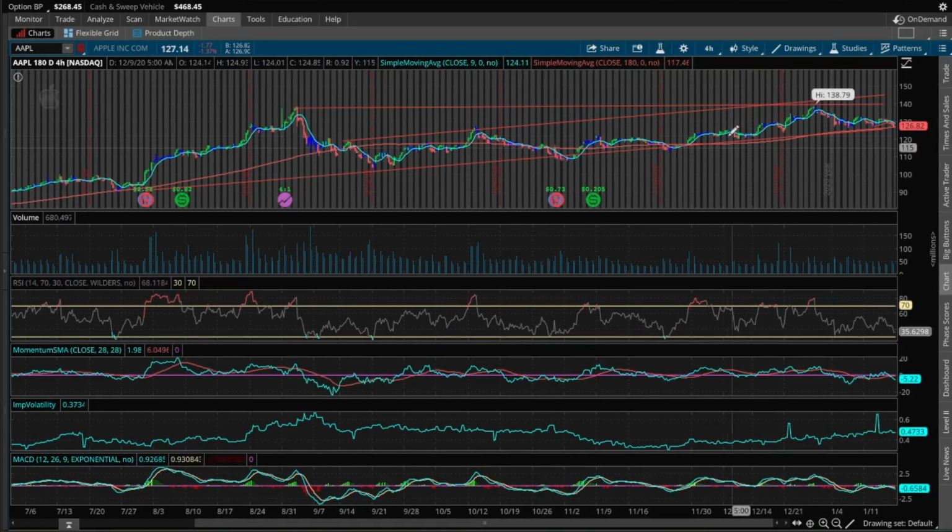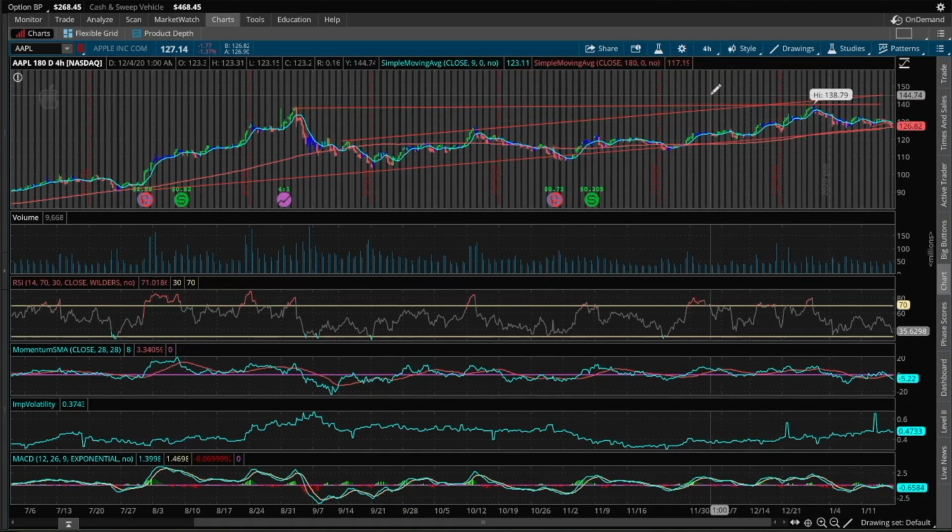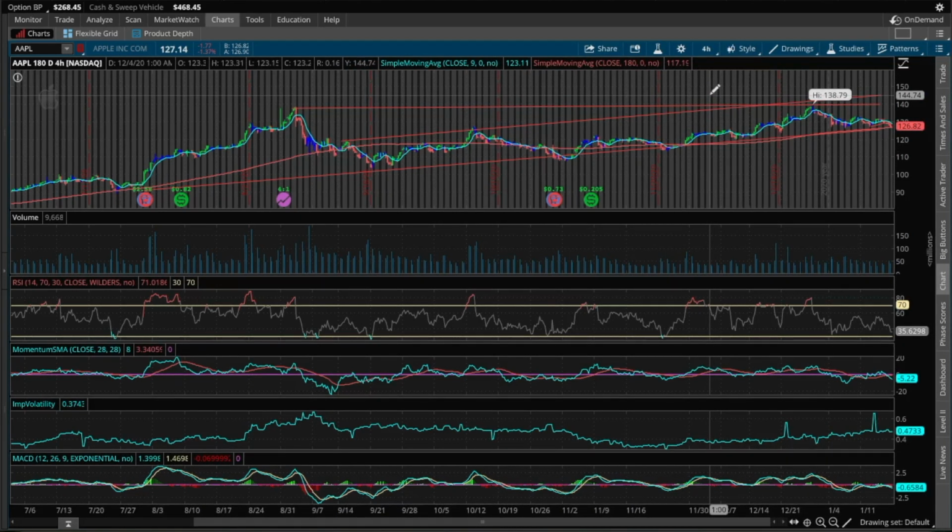So Apple is either about to bounce very, very hard off the bottom of this channel, or they might break the channel and then break down as a stock. So we'll have to keep an eye out for that.